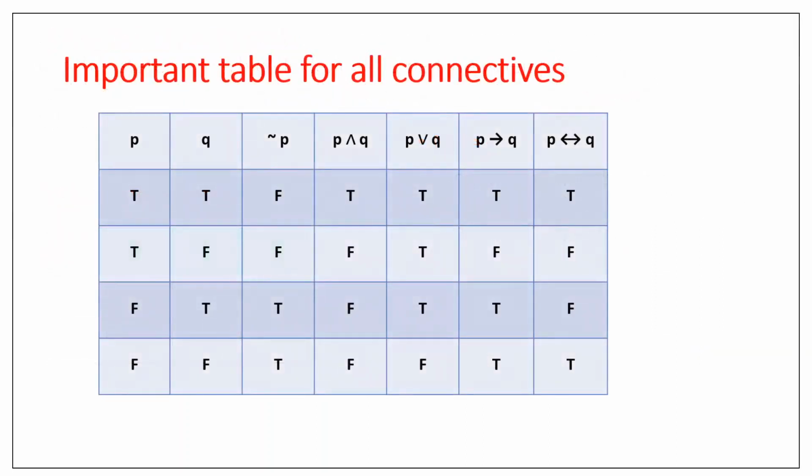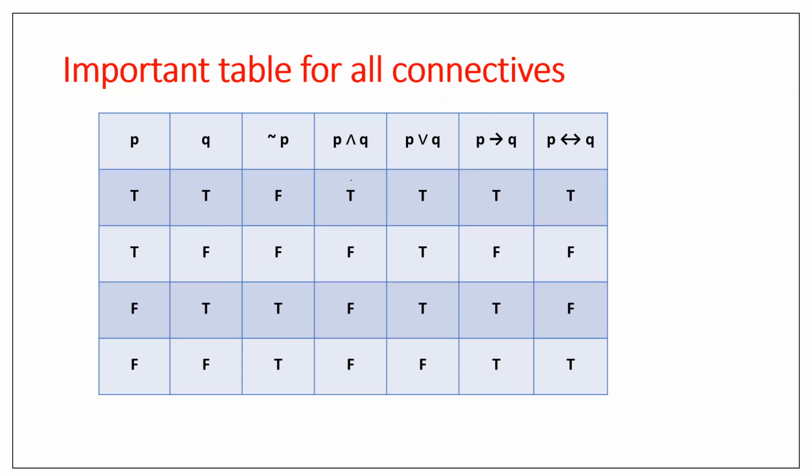Now this is the important table for all connectives. We have taken P as first, Q as second, again T, T, F, F and T, F, T, F. Negation of P will be, as there is T, we take F; T as again F; and the last as T, T.